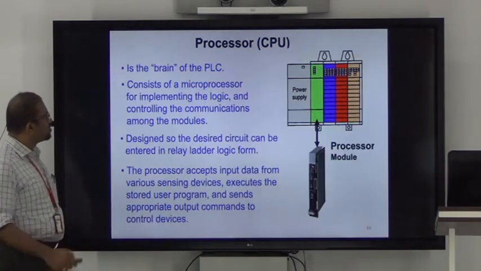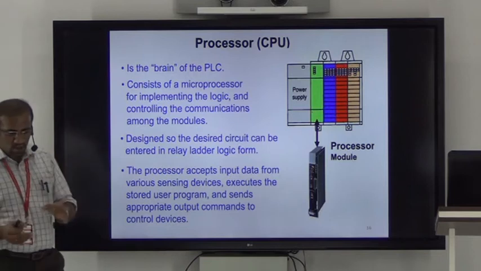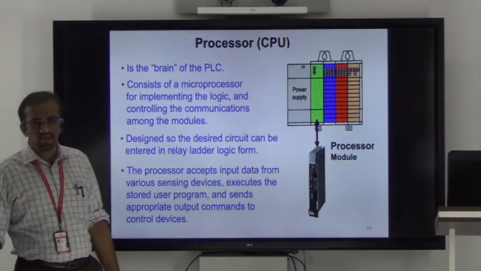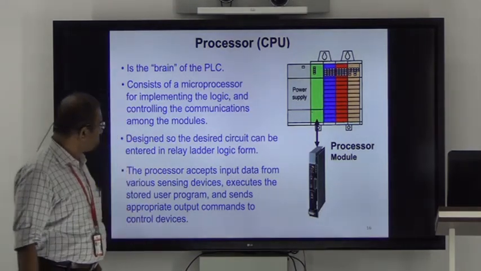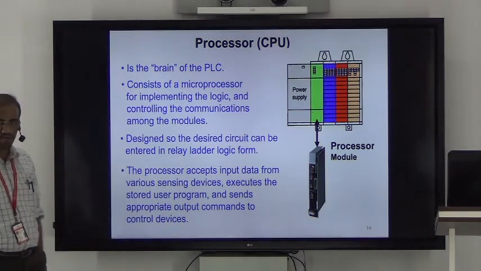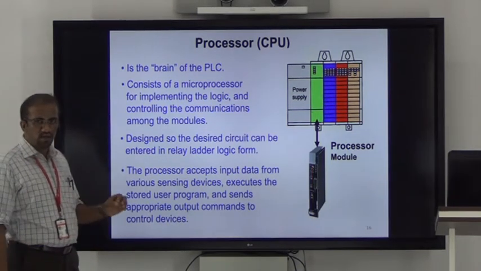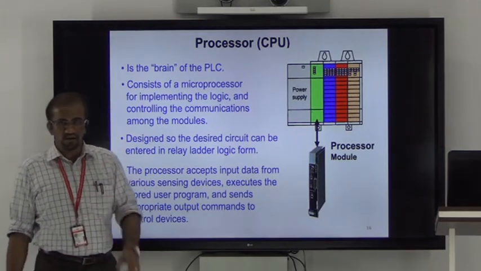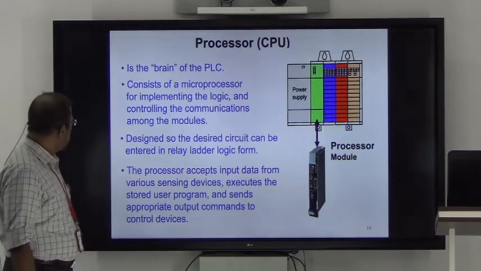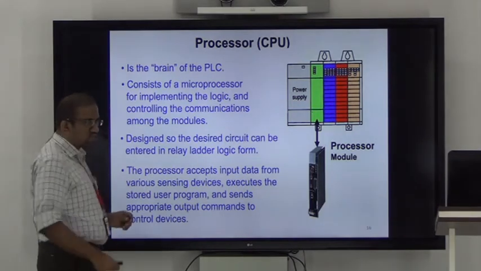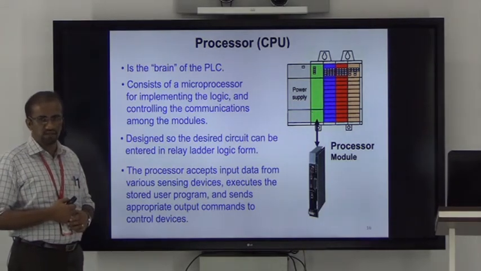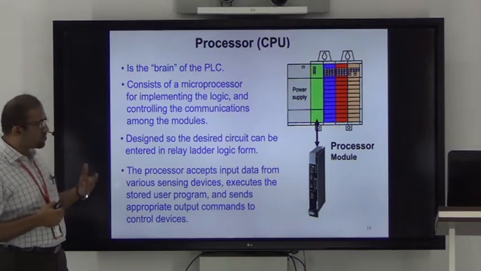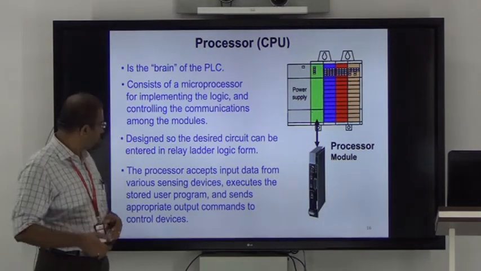Now coming to the main part of the PLC. The main part of the PLC is the CPU. What is a processor? The processor is where the programming is done. The programming is done based on the data given. It is basically the brain of the PLC. The processor is where we are doing the programming.